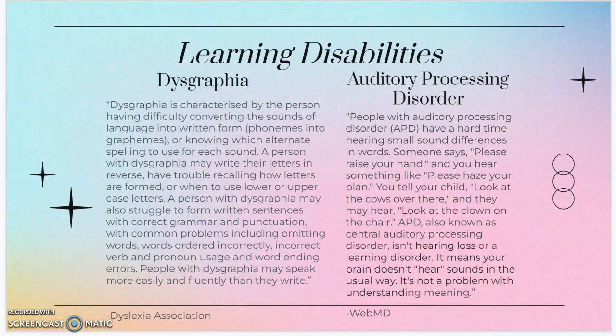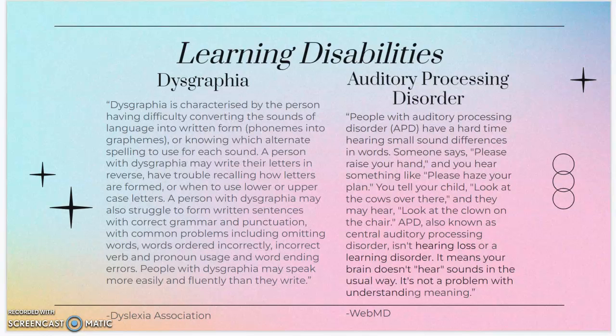Dysgraphia is characterized by the person having difficulty converting the sounds of language into written form. So it's not necessarily a hearing disorder, or it's not really related to auditory processing disorder. It's just having a hard time understanding sounds of language and grammar and such. So difficulty converting the sounds of language into written form, or knowing which alternate spelling to use for each sound. A person with dysgraphia may write their letters in reverse, have trouble recalling how letters are formed, or when to use lower or uppercase letters.